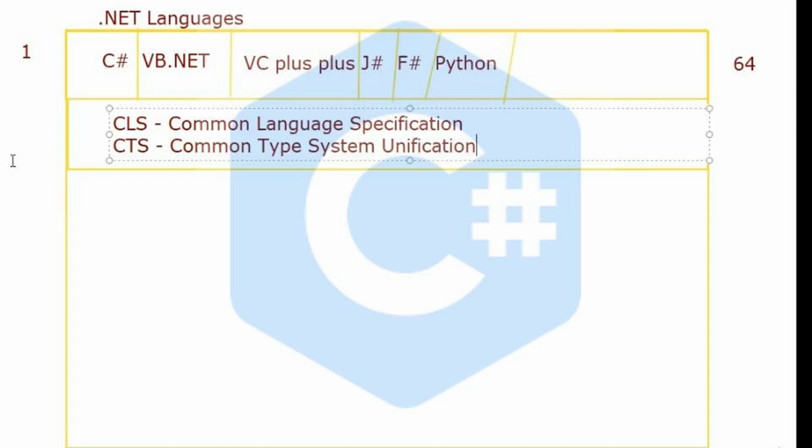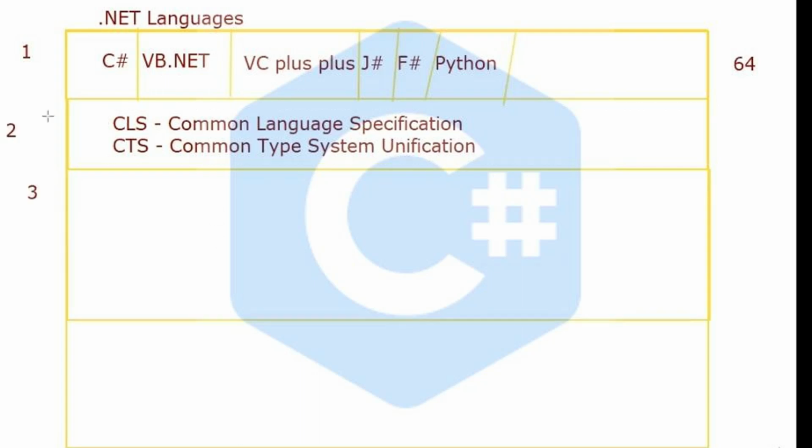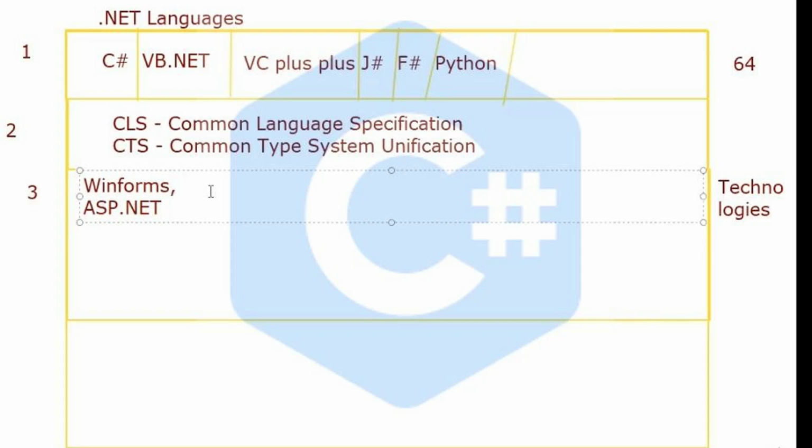Next, layer 3. This is layer 2, and layer 3 is where we talk about .NET technologies. Most of the time this will be called layer 2, but as of now I'm calling it layer 3. Here we have a lot of technologies in .NET, like ASP.NET to develop your web application, WinForms to develop your Windows desktop application, and WPF, which stands for Windows Presentation Foundation.